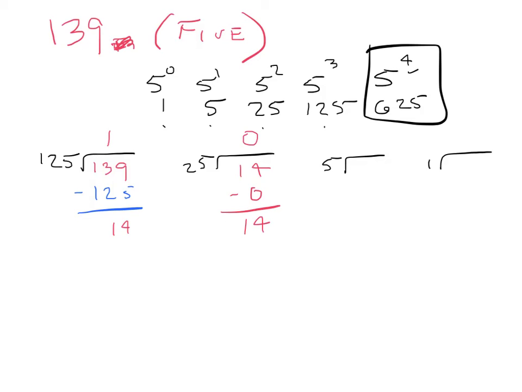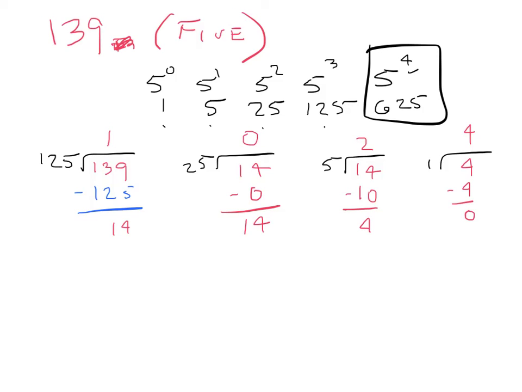So we bring the 14 over to the 5. 14 divided by 5 is almost 3, but it's not. It's close. It's 2.8. So we just care about the 2, and we put it there. 5 times 2 is 10. We subtract that from 14 and we get 4. We bring that over to the next one. We take 4 and divide it by 1, which is 4. 4 times 1 is 4, subtract, and we get 0.